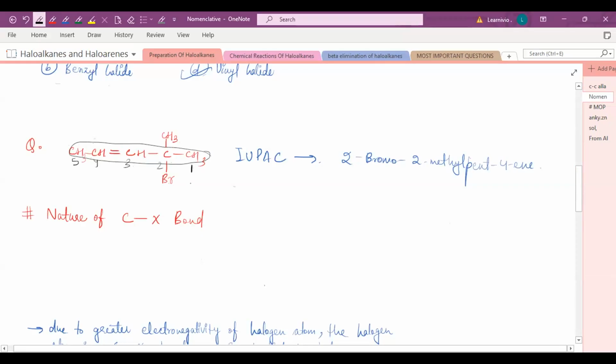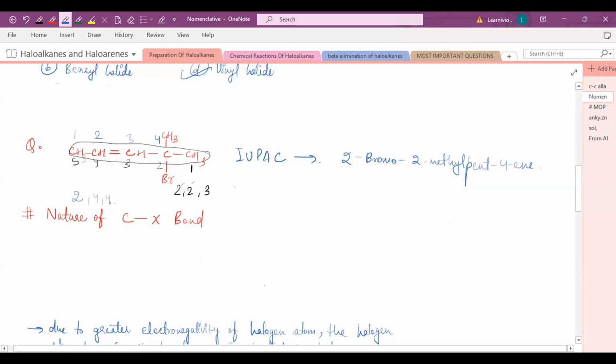So 1, 2, 3, 4, 5. Now, when you start the numbering from the right side, you will get 2, 2, 3, right? There are two substituents on the second carbon, bromine and methyl. And third पे आपका क्या है? Double bond. Now, when you start the numbering from this side, it will give 1, 2, 3, 4, so it will give you 2, 4, 4. Now, you have to give the double bond the smallest number.